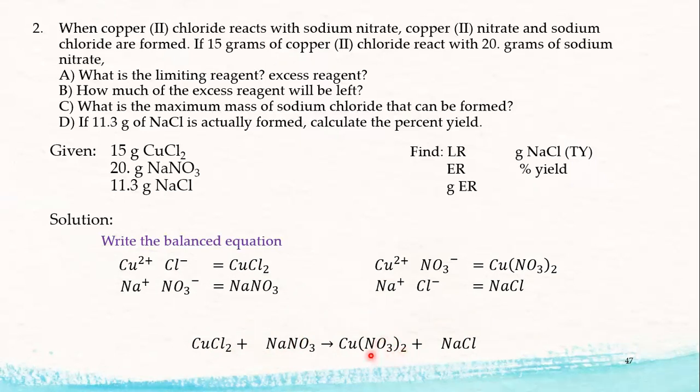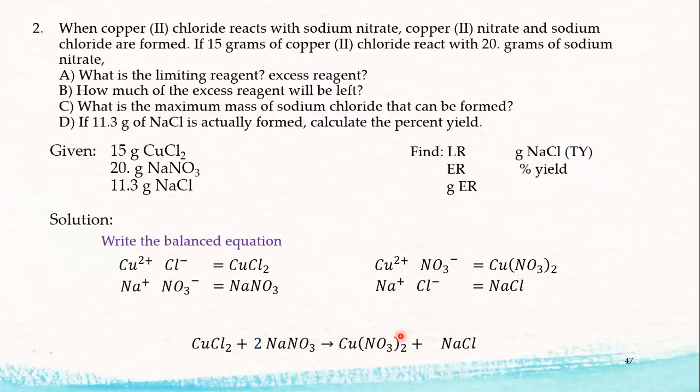Remember, we need to distribute this. So that would be 1 times 2, distribute. And so to balance the nitrogen, we'll write the coefficient 2 before sodium nitrate so that you have an equal number of nitrogen as well as an equal number of oxygen. We'll have 6 on both sides.